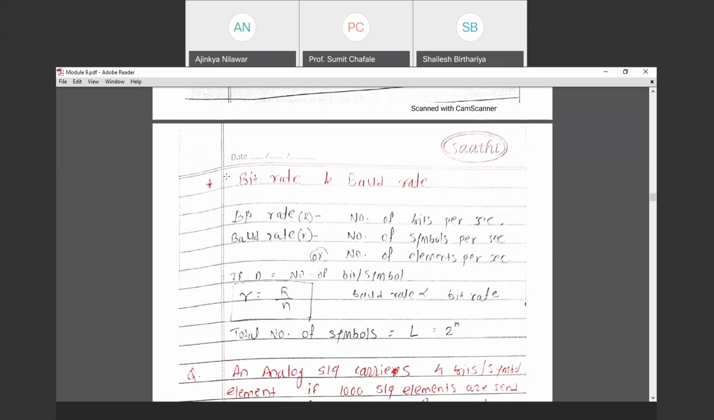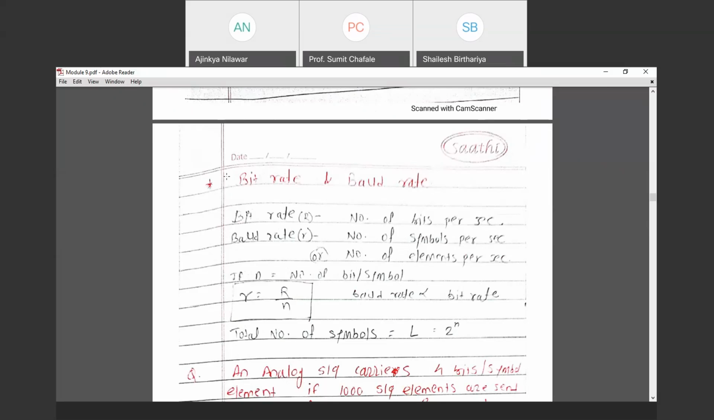So we are starting with something called bitrate and baud rate. Bitrate stands for number of bits per second and baud rate stands for number of symbols per second. Okay, please see carefully what is the basic difference in definition. They are always asking what should be the bitrate, what should be the baud rate. So you can't confuse.